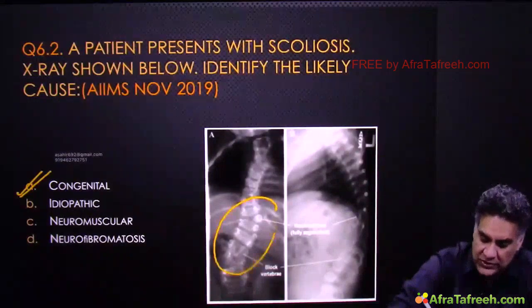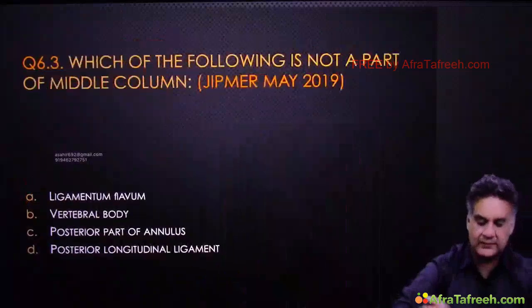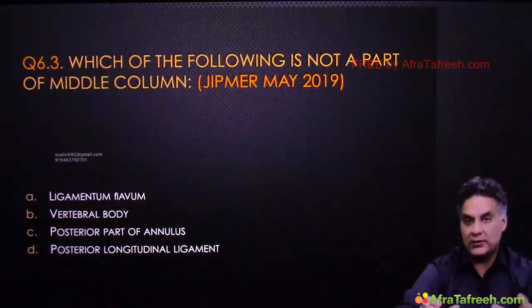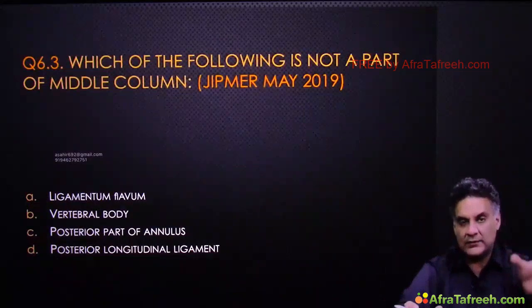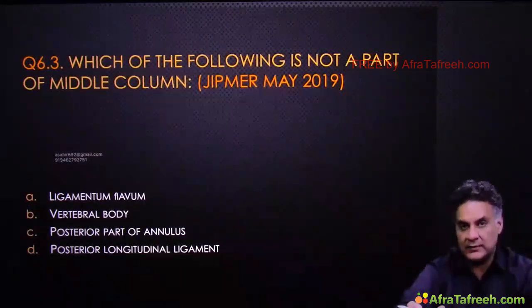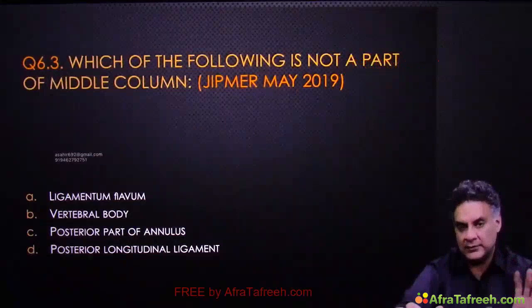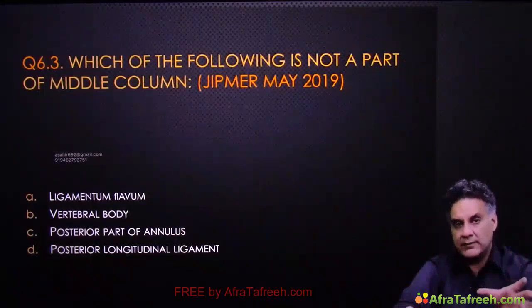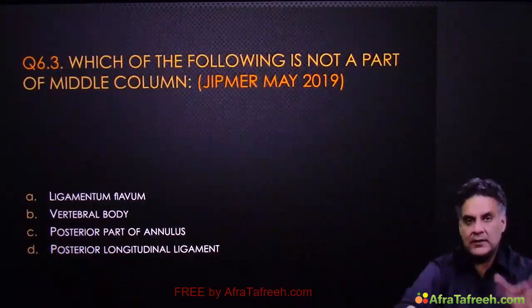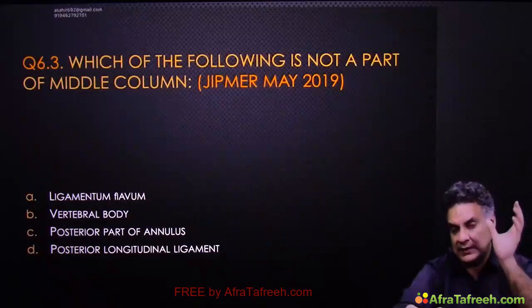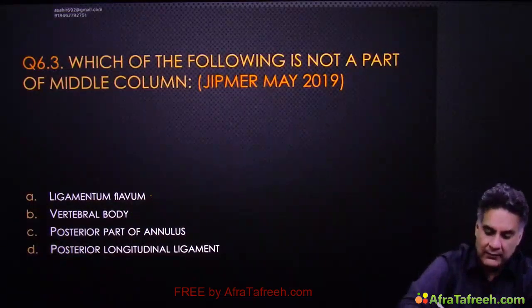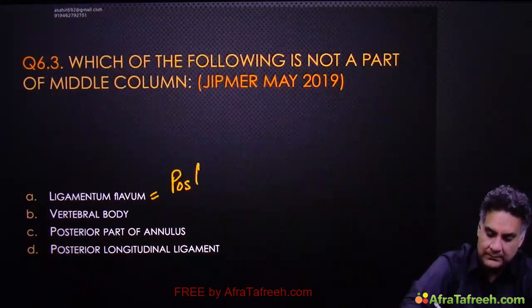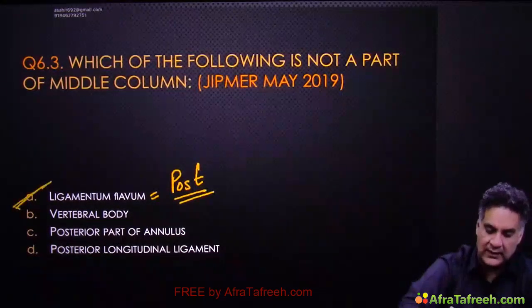see there is a structural abnormality of the vertebrae. Which of the following is not a part of the middle column? So what is anterior column? Anterior half of the vertebral body, anterior longitudinal ligament, anterior part of the annulus fibrosus. The middle column: posterior half of vertebral body, posterior half of the annulus fibrosus, and the posterior longitudinal ligament. Ligamentum flavum is a part of the posterior column. So this is the answer here.